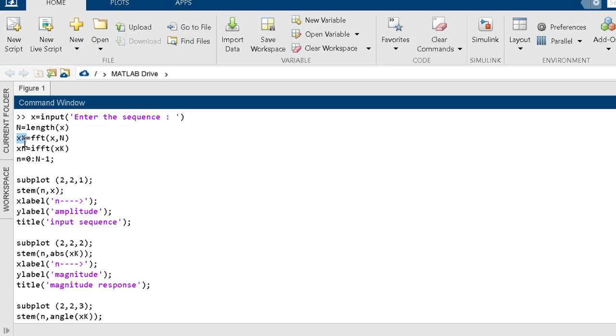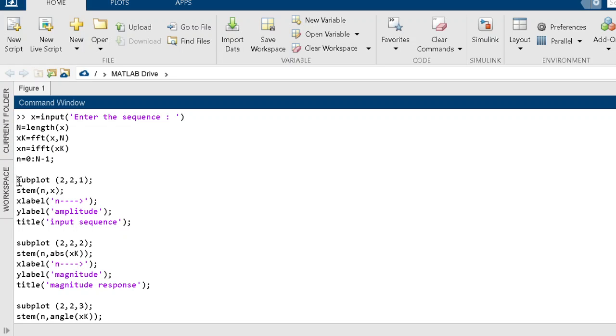For the XK variable, it would store the fast Fourier transform, and you can get that by using the command FFT on the sequence, which is the X, and the length of the sequence, which is the N. Next is the XN variable, which is going to store the IFFT, and you can get that by using the command IFFT on the XK variable, which is the FFT.